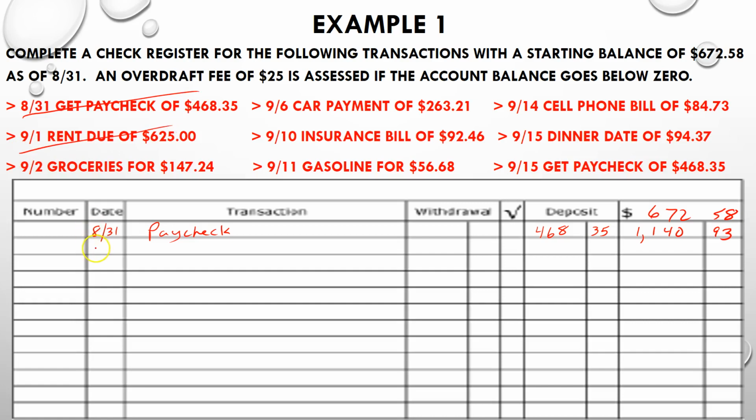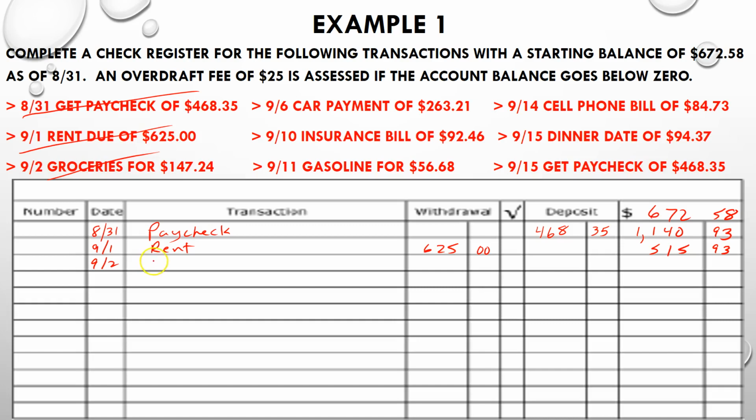All right, the next transaction is I have my rent due. That's on 9/1, and it's rent. Notice I don't spend a lot of time writing words into the transaction. I just put something in there that reminds me what it was. And my rent is for $625.00. Since I have to pay my landlord, that money is going to get removed from my account. So I start with my $1,140.93 that I already had in my account, and I subtract that $625. And now I have a total of $515.93.